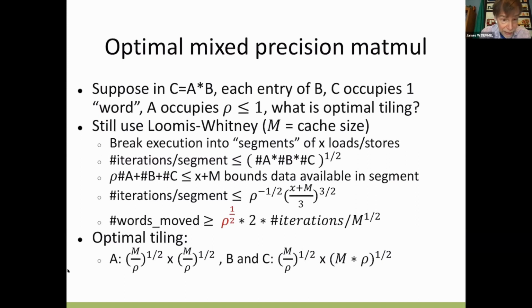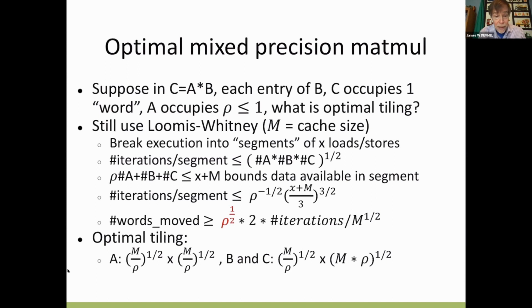So I want to multiply A times B, where B and C both occupy one word each, but A is lower precision. So I'm going to use rho as the parameter to indicate what its precision is. So maybe rho is a half if it's half precision. And so what we want to do is get a new lower bound that's lower than before and an algorithm that attains it. And it's a pretty simple change to the existing analysis.